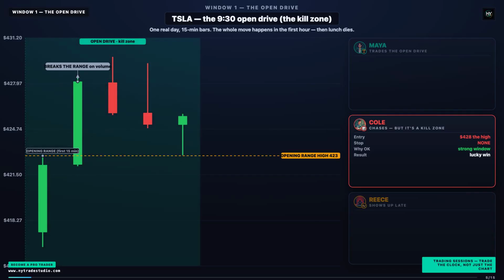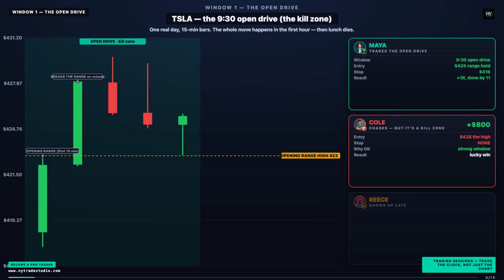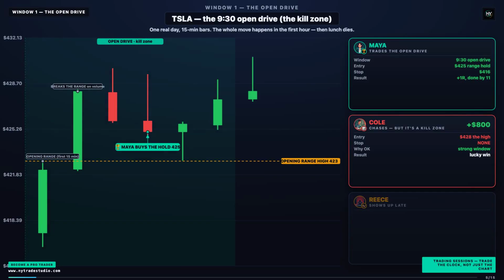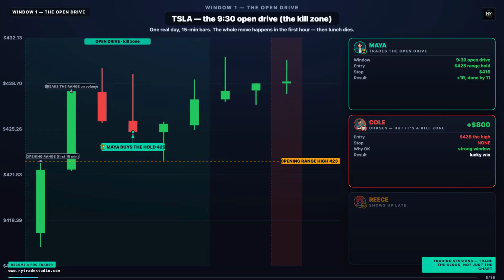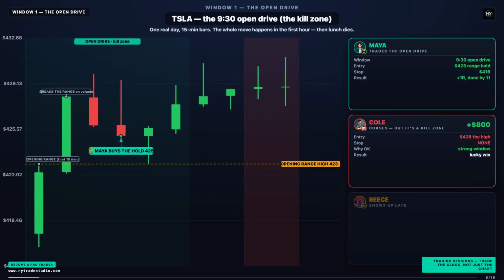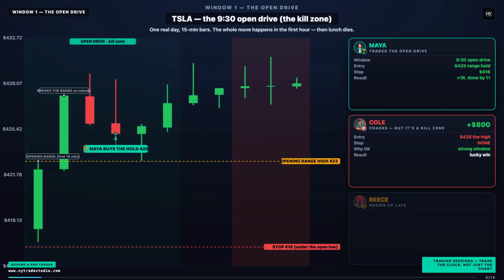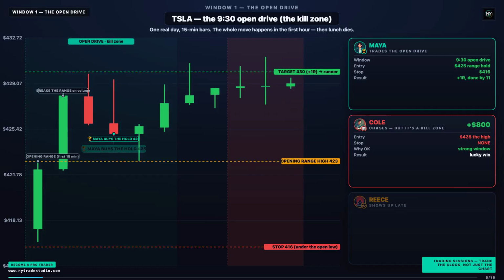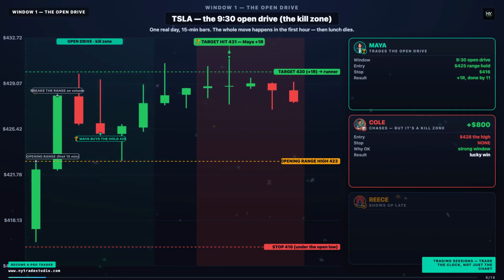No stop, but in this loud window, that recklessness happens to be fine. Maya waits 1 beat. Price pulls back and holds just above the range, and that hold near 425 is her entry. Her stop goes just under the opening low at 416, and her target is the measured move at 430. And Tesla rips. It tags her target by 11:45 before lunch even starts.